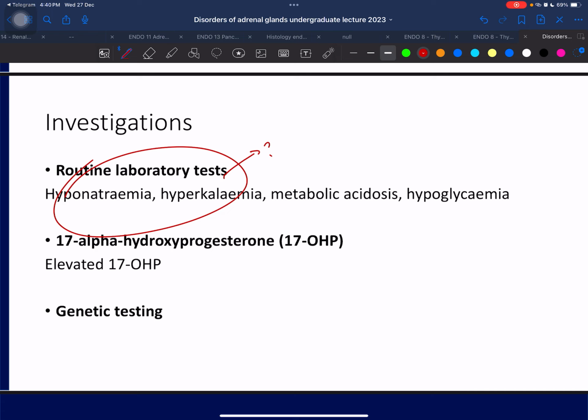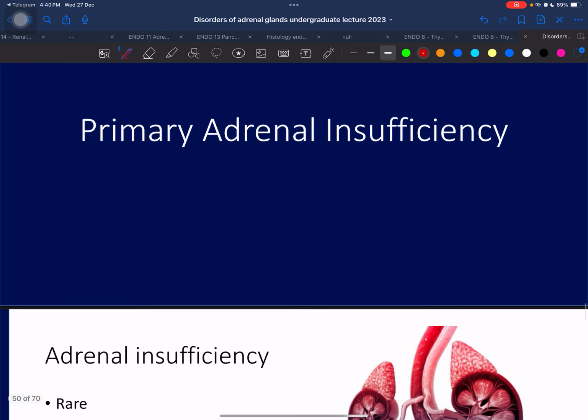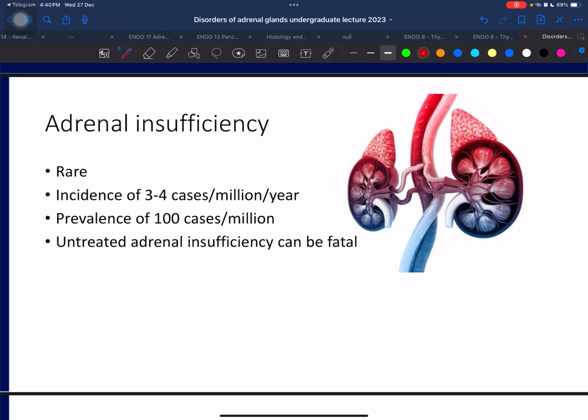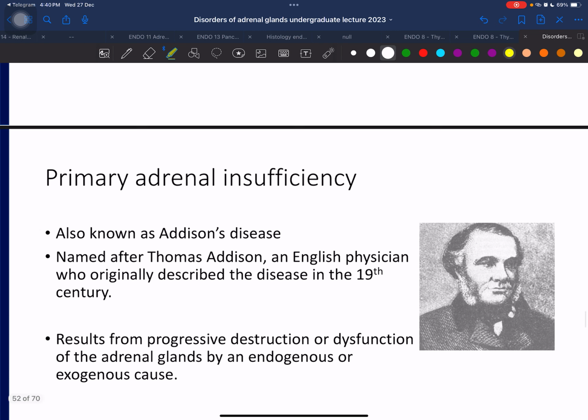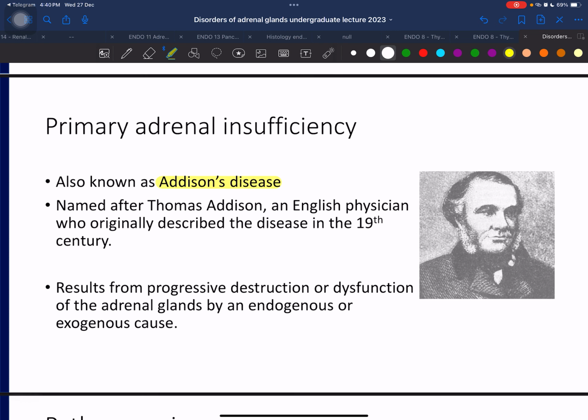Right, we move on to primary adrenal insufficiency, the hypofunction of the adrenal glands. Okay, we've mentioned the hypofunction just now. So adrenal insufficiency is a rare condition. Prevalence 100 cases per million population, 3 to 4 cases per year. If it's untreated, it is fatal. Okay, it's named after Thomas Addison.